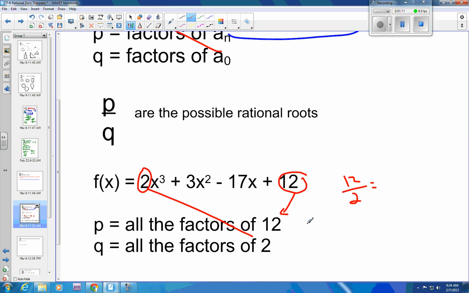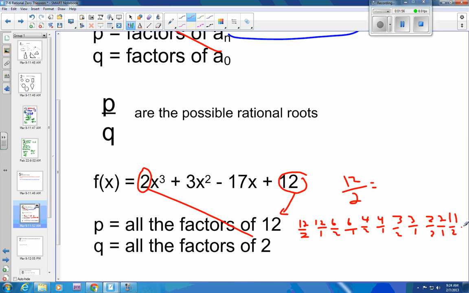So factors of 12 are, let's go with 12, and then we've got 6, 4, 3, 2, and 1, and factors of 2 are 2 and 1. So I'm going to have to write this 12 again, this 6 again, this 4 again, this 3 again, this 2 again, and this 1 again. Then the factors of 2 are 2 and 1, 2 and 1, 2 and 1, 2 and 1. That's what I mean by all the factors.